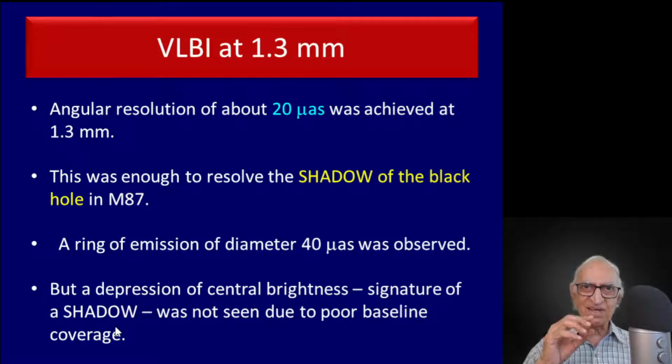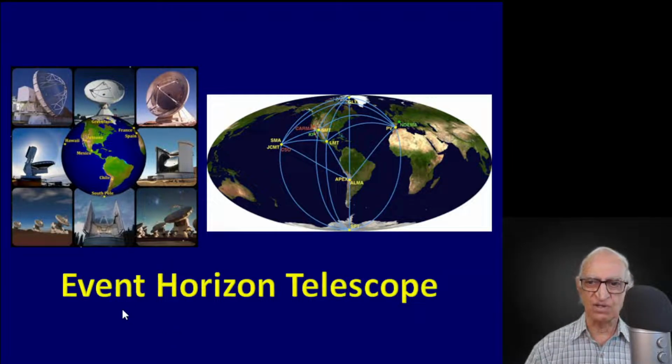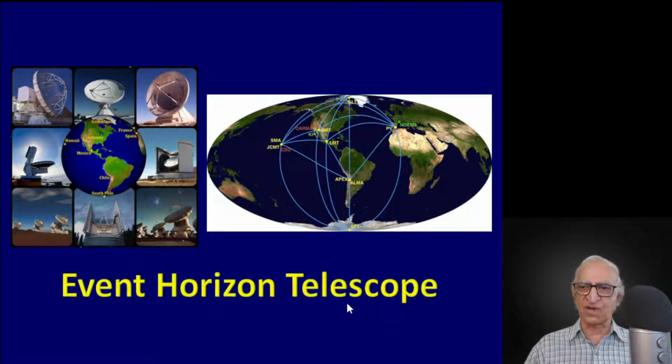And that depression was not seen very clearly. And that was because of poor baseline coverage. In other words, you didn't have telescopes of all the needed baselines to synthesize. So, radio astronomers came up with this new array, which is called the Event Horizon Telescope. The sole purpose of this telescope is to resolve the event horizon of supermassive black holes. And these are the telescopes that are part of this Event Horizon Telescope. They are located in various parts of the globe, and the locations are chosen so that they give you the right Fourier components.